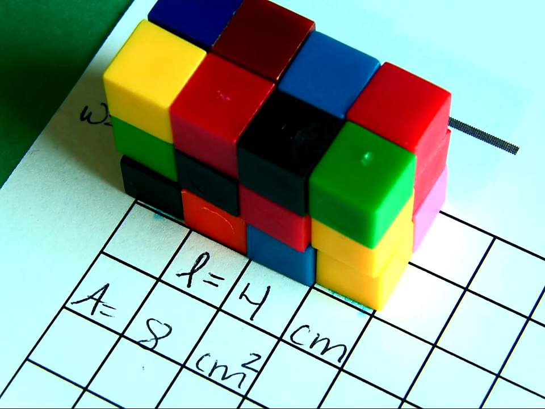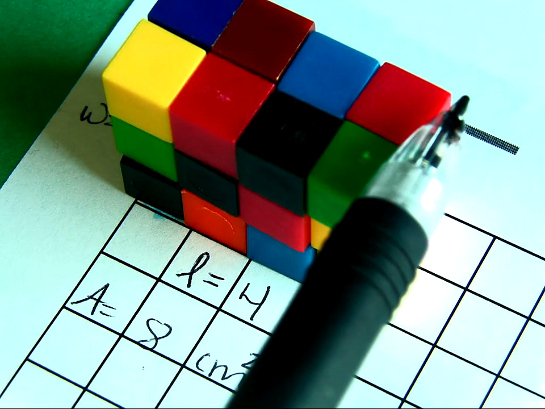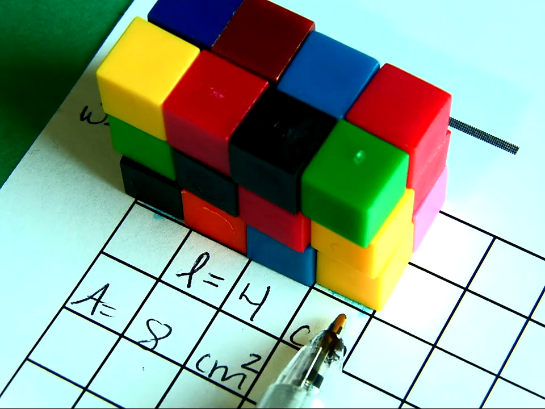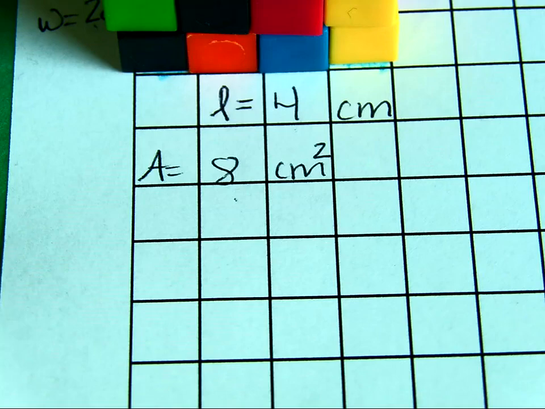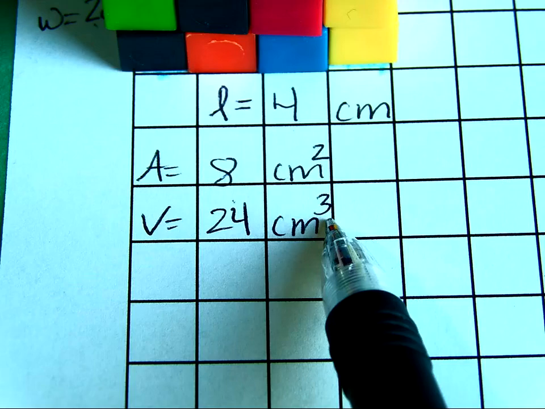I know that on the top layer, I have 2, 4, 6, I have 8. The second layer I also have 8, so that's 16. And the bottom layer I also have 8, that's 24. So this shape has a volume of 24 centimeters cubed. So notice I put a little 3 right here, because that tells me I have 3 dimensions: length by width by height.